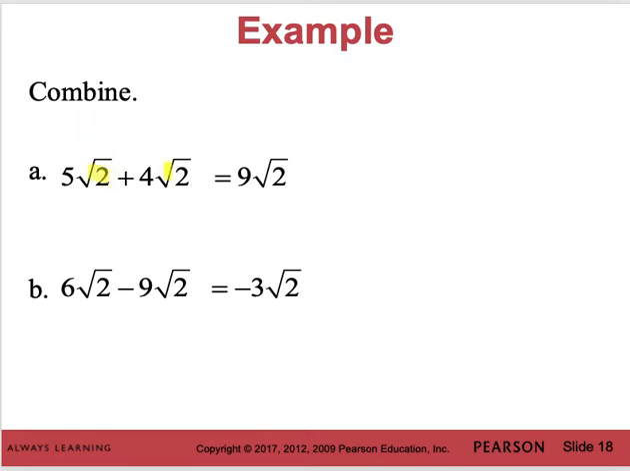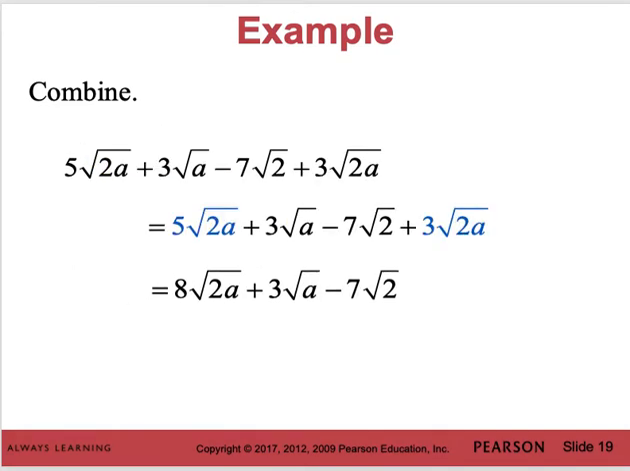Square root of 2, square root of 2. Well, we can combine our like terms. 5 plus 4 is 9. Both of those values were being multiplied by the square root of 2. And so it doesn't matter if we add first and then multiply by the square root of 2, we would get the same answer. And the same rule applies for the second example there.